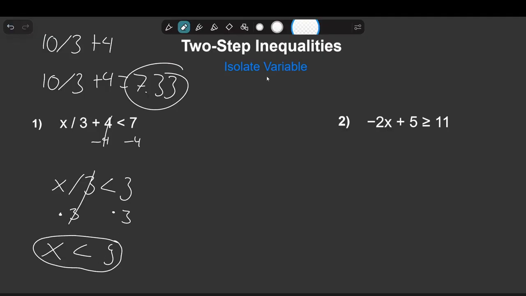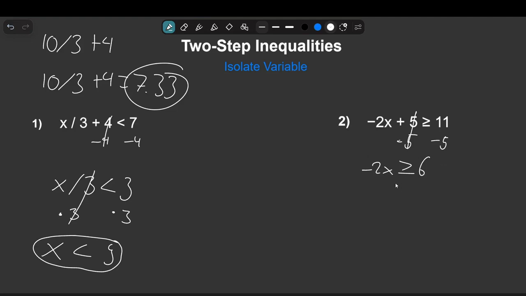So now let's go over to our second example. For our second example, we have minus 2x plus 5 is greater than or equal to 11. So we're gonna start by isolating the variable. So we're gonna subtract 5 from both sides, like this. These two cancel each other out, so we are just left with minus 2x is greater than or equal to 11 minus 5. 11 minus 5 equals 6, so we are left with this.